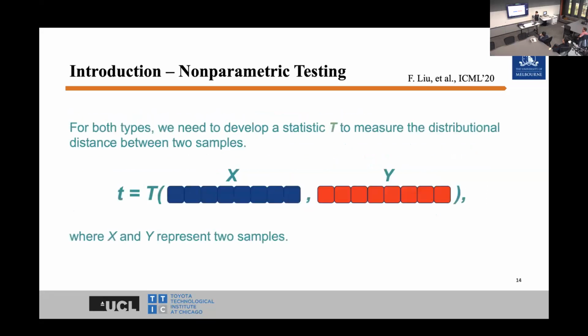And in two-sample testing, we often have two sets of samples. Here we call X one set of samples and Y another set of samples. And T is a statistic. This statistic is a function that takes X and Y as input and outputs a real number, the little t here.